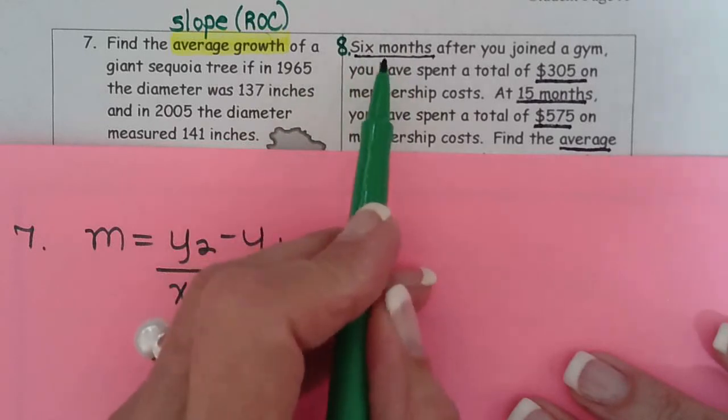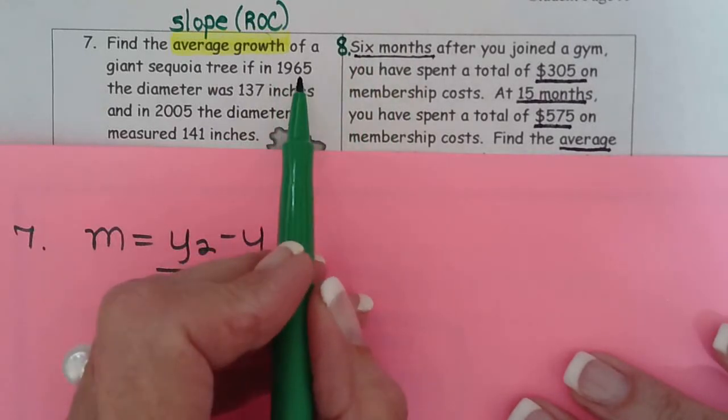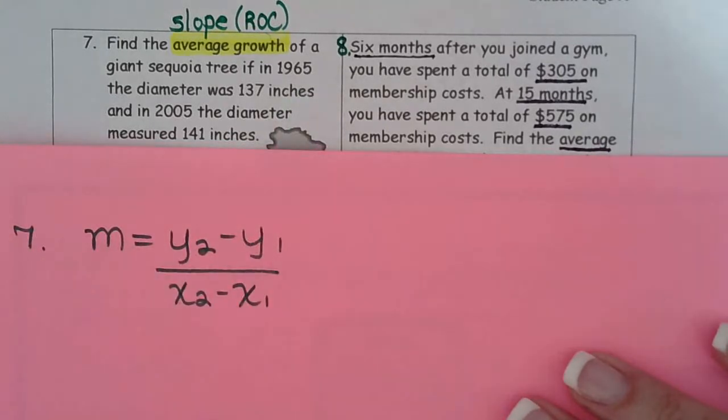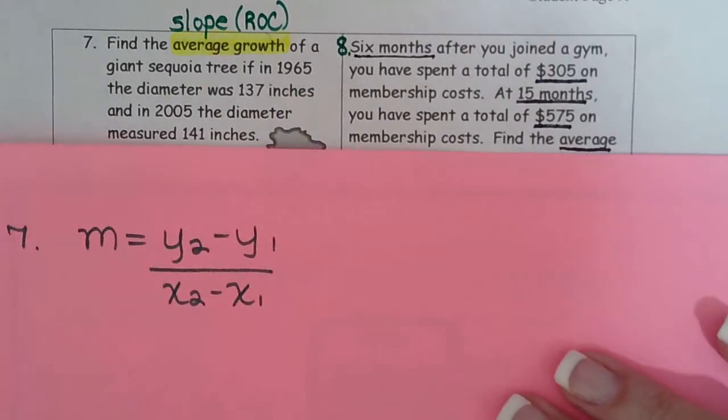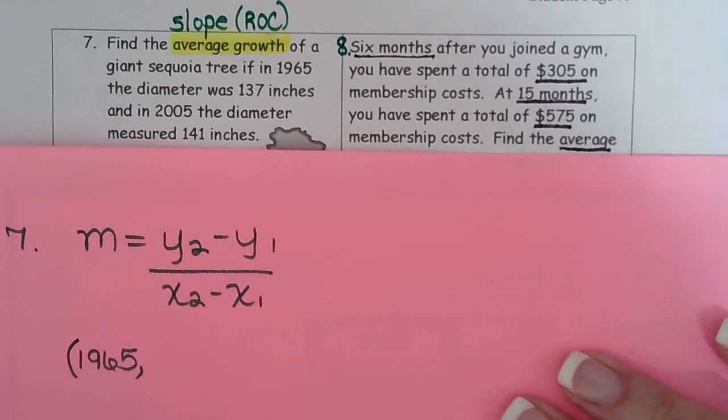6 months, that's time. That's my x. 1965, that's time. That's my x. So that's how you can guide yourself in knowing what's x and what's y. So time is 1965, and in 1965 it was 137 inches.